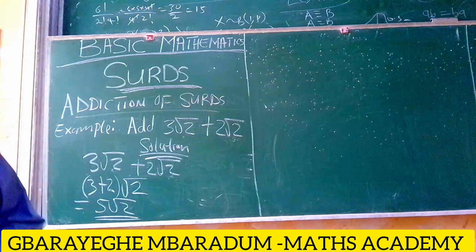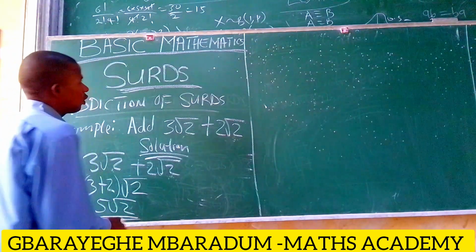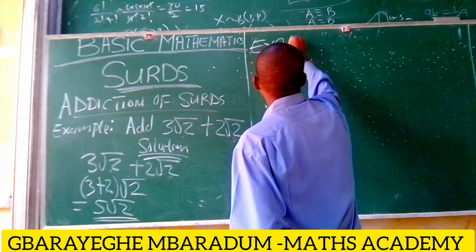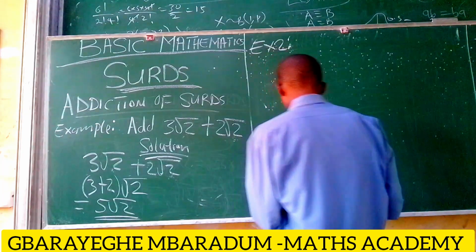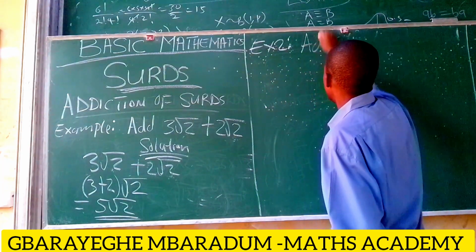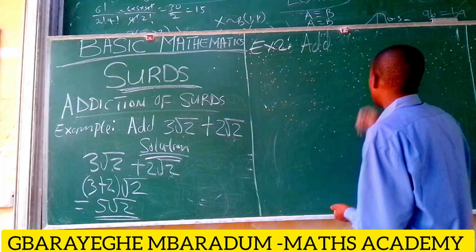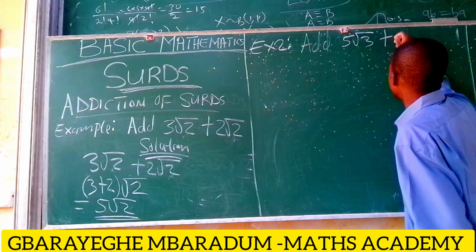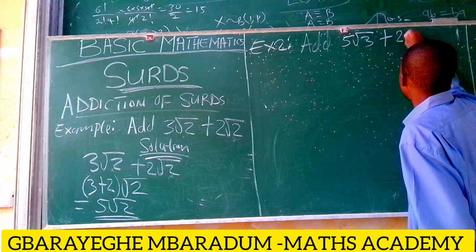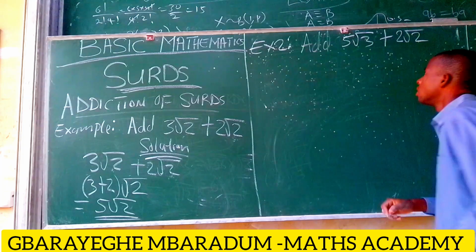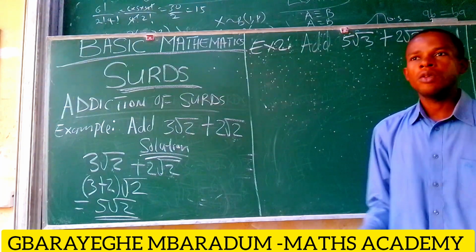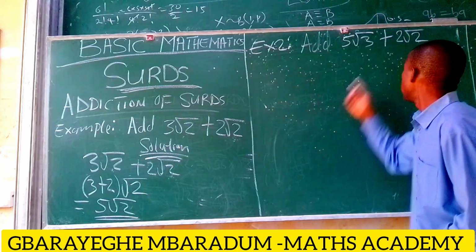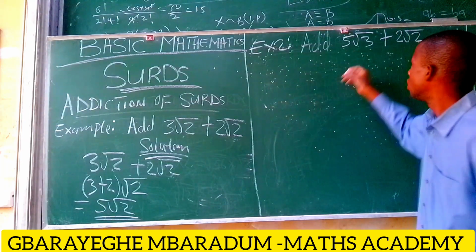Let's look at second example on how to add a surd. Example 2. Example 2, they say we should add the surd 5 root 3 plus 2 root 2. Now, sometimes they can give you this kind of question and check your capability if you understand what surd is all about and the addition of surd. If you look at this question, how are we going to solve this kind of question? Let's look at the solution.